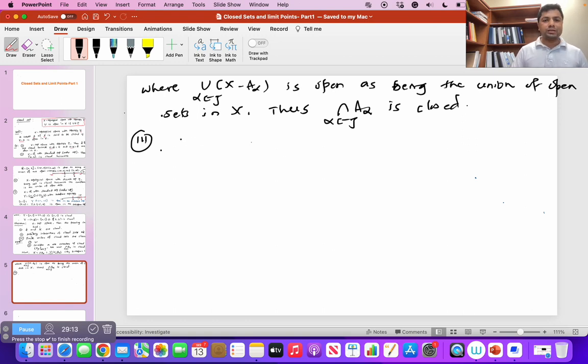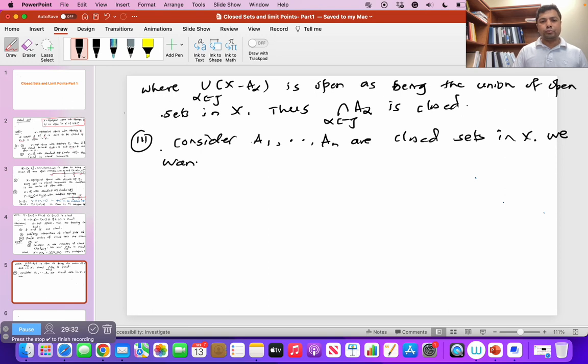To prove that one, let's consider finite closed sets in X. Let's say A1 up to An are closed sets in X, and we want to prove that their union, let me write down the union of those n sets like this, is closed in X. If we want to prove this is closed in X, we need to prove that the complement of this union is open.